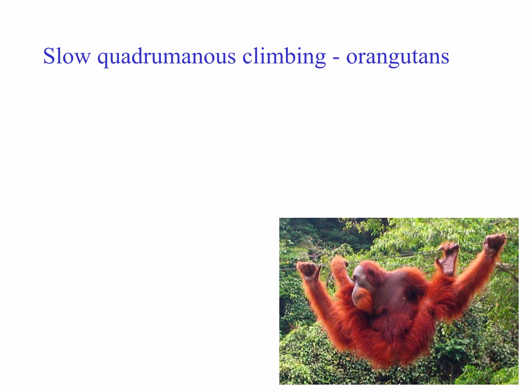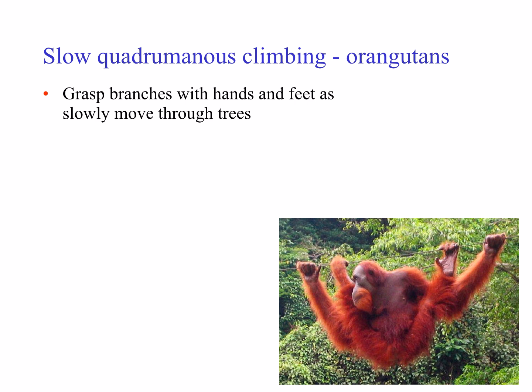All right, slow quadrumanous climbing, orangutans. They grasp branches with hands and feet and slowly move through trees. Females are almost totally arboreal, so they live in the trees most of the time. Males travel distances on the ground. They fist walk rather than walk on their knuckles.